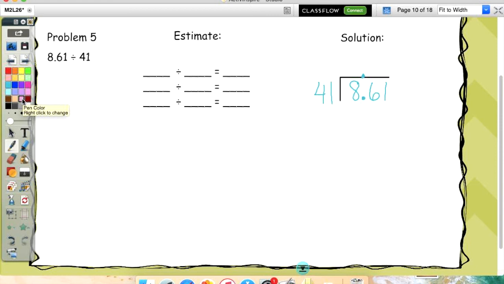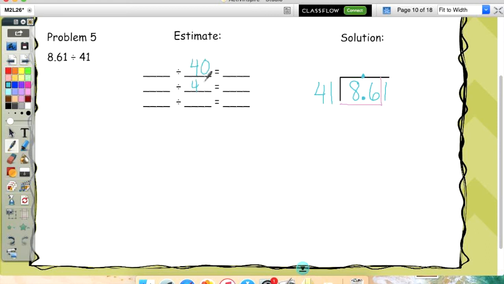Okay, so get the problem written down. Brendan, what should I do after I write the problem? Make the box. Where should I make the box? The 86. Okay, now you notice I went right by the decimal. It's not a big deal. It's still 86 tenths. Okay, so what will I round 41 to?